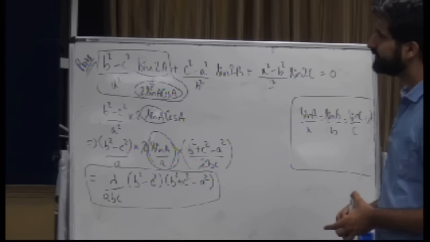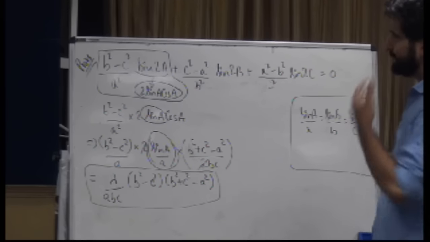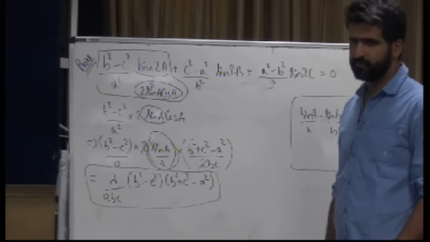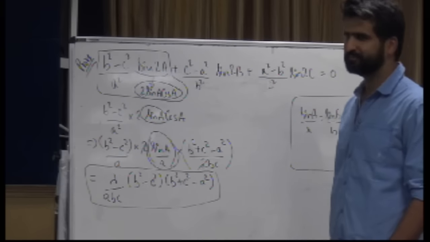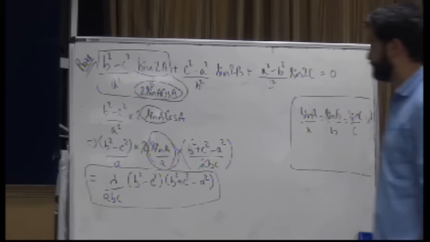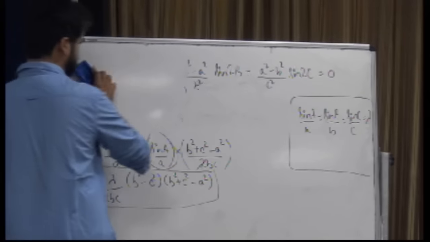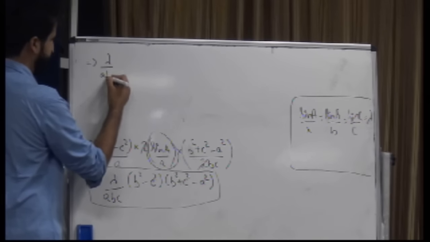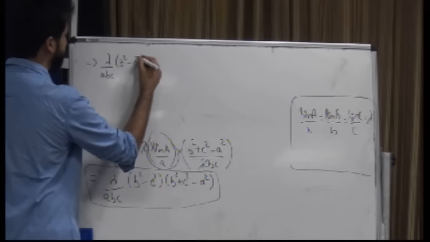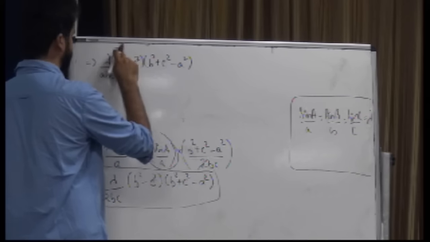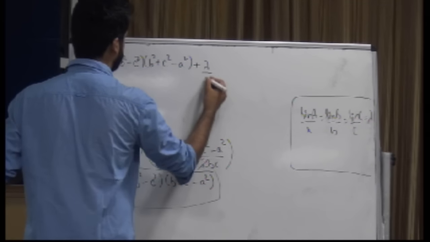Next question. Okay, very good. Now can you do it? Now it has become very easy. So the first one will be lambda upon ABC, B square minus C square, B square plus C square minus A square. And lambda, okay, let's write it in the second step. Second one is lambda upon ABC.